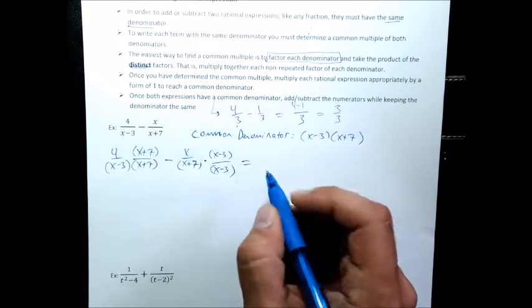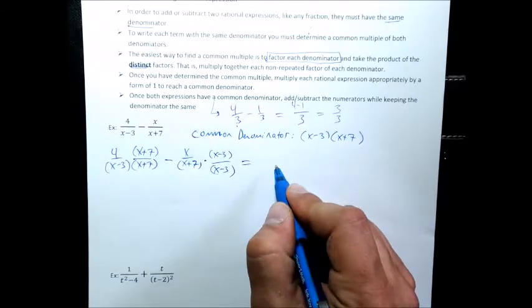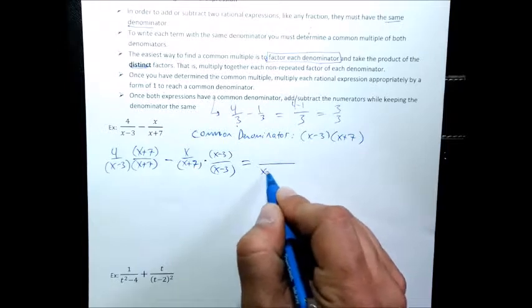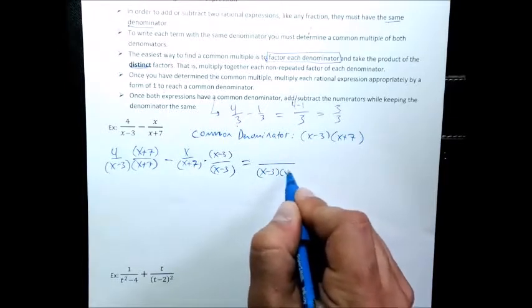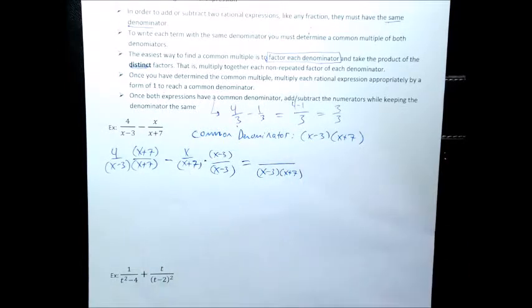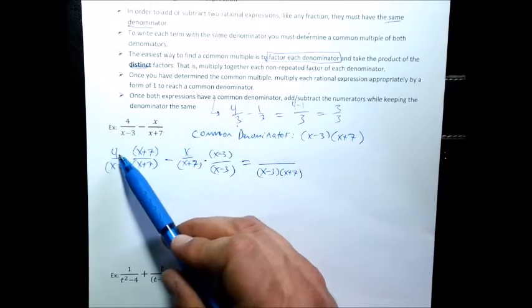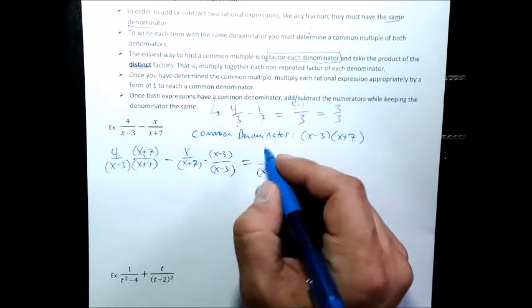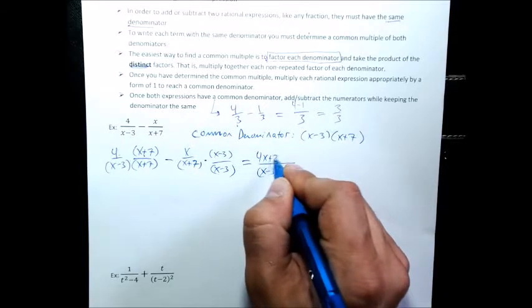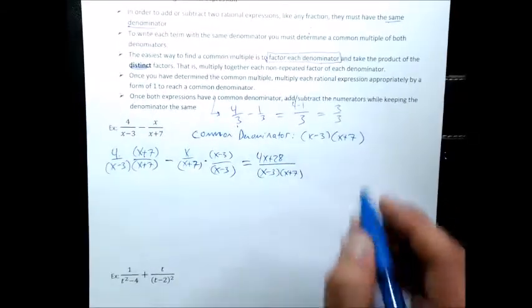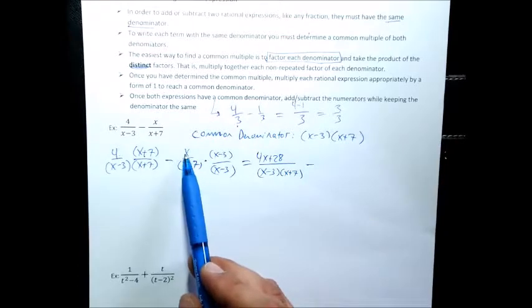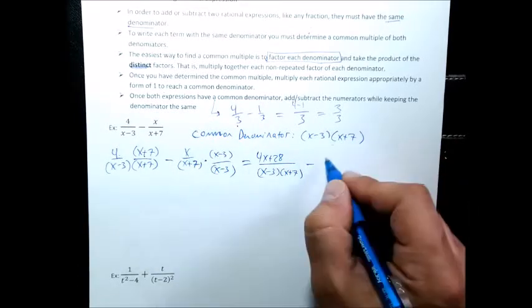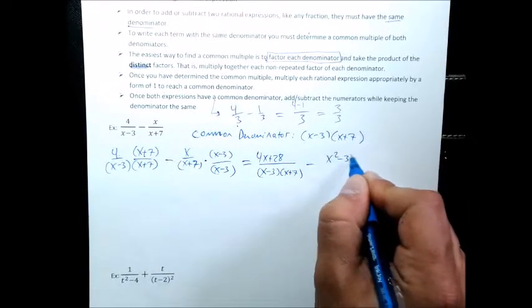And so we're going to keep the denominator the same, because we don't have to multiply that out because we're not going to change it. But we do need to multiply the top out. So we take the 4 and we multiply it through the numerator to get 4x plus 28. And same thing on the right. We multiply the x through the numerator. So we'll get x squared minus 3x.